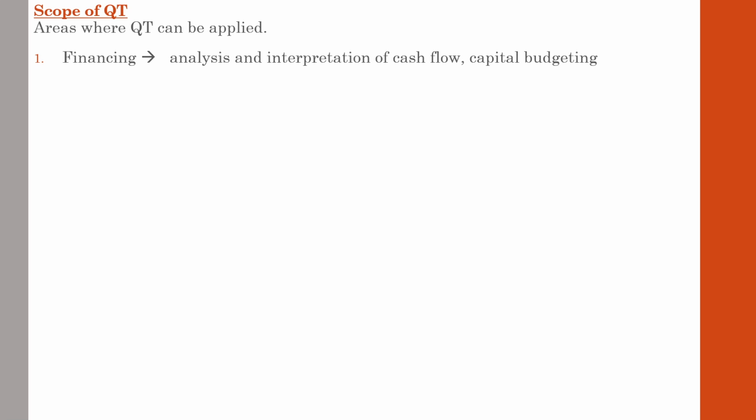And next, regarding capital budgeting, it is a method used in business which helps the management in taking decisions regarding long-term investment or investment in fixed assets. So these two areas are of great importance in business as well as management, and QT helps the management in proper analysis and interpretation of these two areas, cash flow statement related aspects as well as capital budgeting aspects.